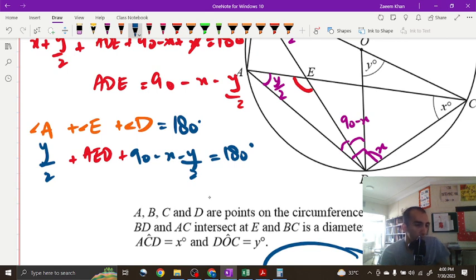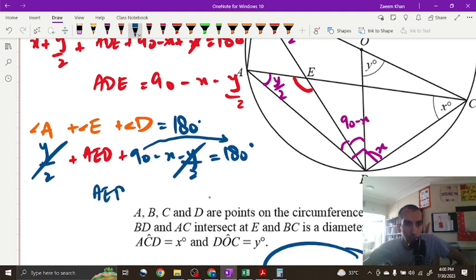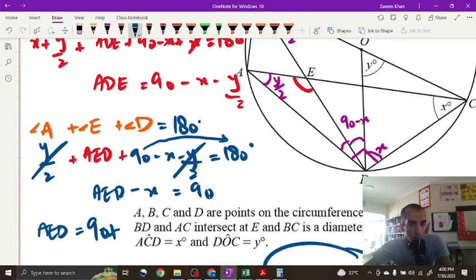What did you do next? Then I cancel out the Y over 2. Beautiful. Y over 2, take away Y over 2, that's gone. Can we throw the 90 on the other side? Yeah. So we're going to say AED is equal to, sorry, we still have this X over here. AED minus X is equal to 90. What next? And then when you put the AED in this line, we keep AED on the left hand side. What happens to the X then? It becomes a constant. Beautiful, Rida.